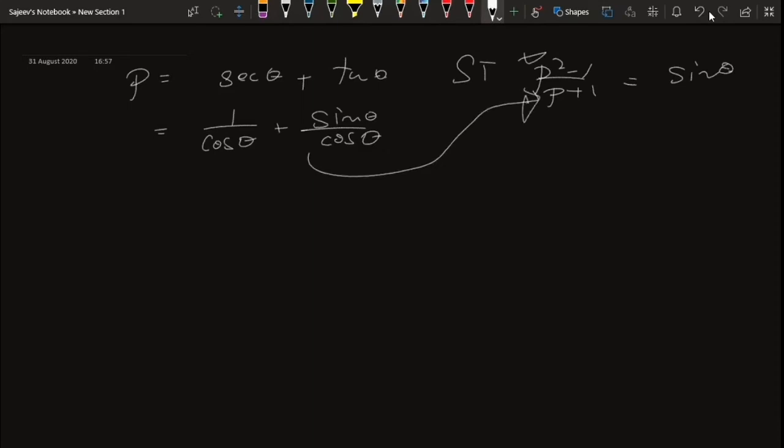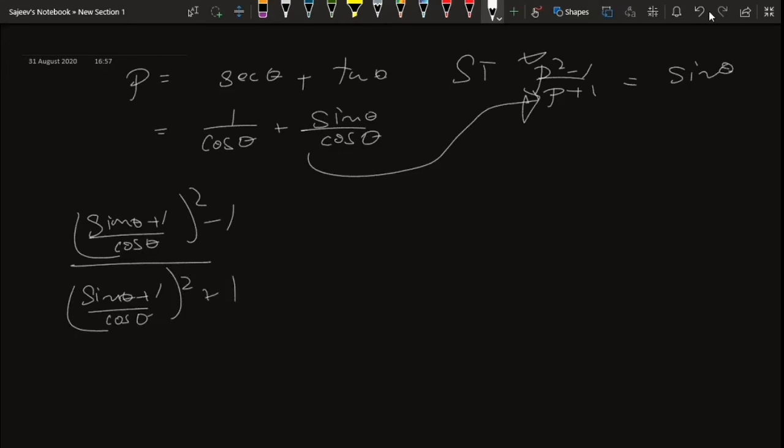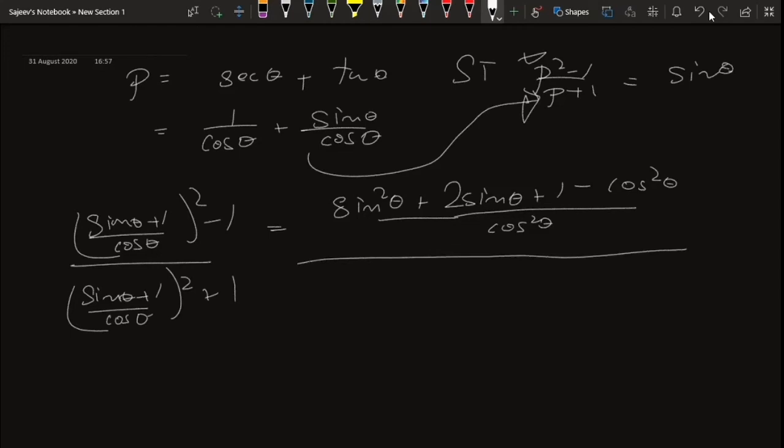So I am left with ((sin theta plus 1) by cos theta) the whole square, that's my P square, minus 1, by ((sin theta plus 1) by cos theta) the whole square plus 1. Now what's this? Let me use (a plus b) the whole square and take LCM. So I am left with (sin square theta plus 2 sin theta plus 1 minus cos square theta) by cos square theta, that's my numerator, divided by (sin square theta plus 2 sin theta plus 1 plus cos square theta) by cos square theta.